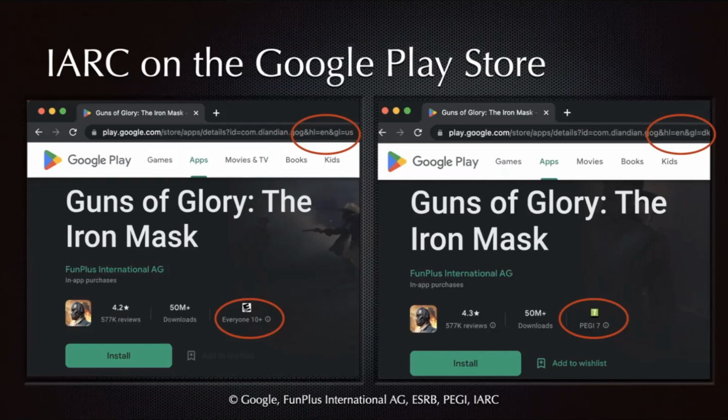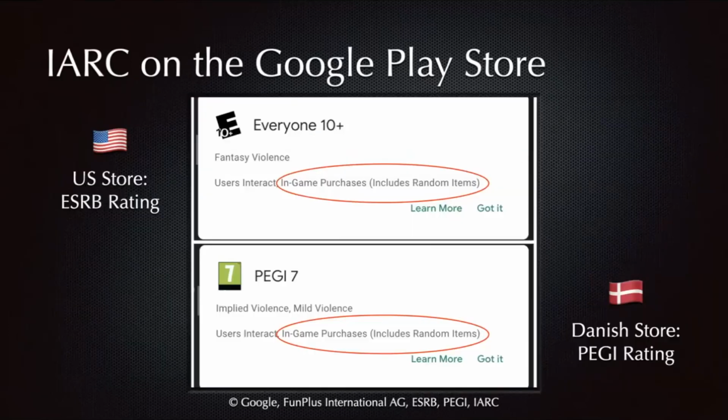This system is implemented on the Google Play Store. You can see 2 screenshots here. The left shows the US store, whilst the right shows the Danish European store. You'll see that on the US store, the ESRB rating is given, whilst on the Danish/European stores, the PEGI rating will be provided. When the player clicks on the age rating, specifically the tiny I symbol next to the age rating, a pop-up window would appear. On both the US and Danish stores, the label would appear on the pop-up window showing that in-game purchases, including random items, are indeed included in this game.